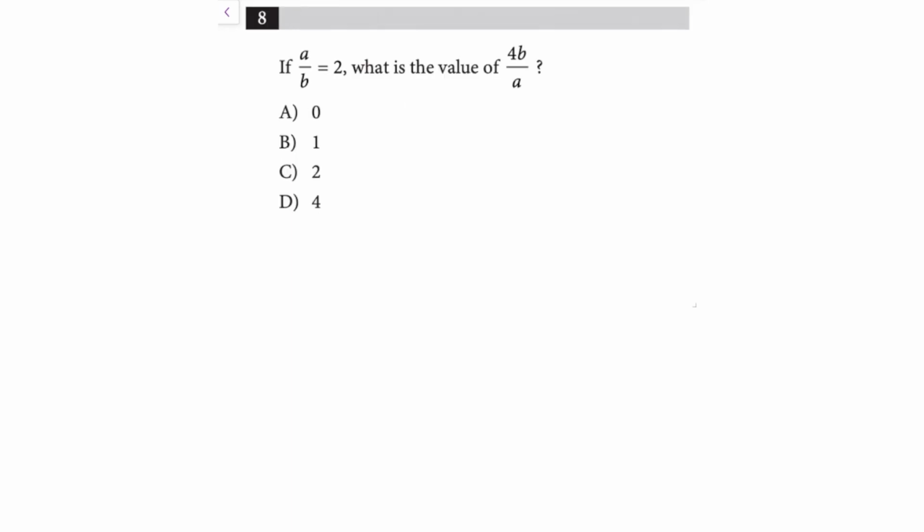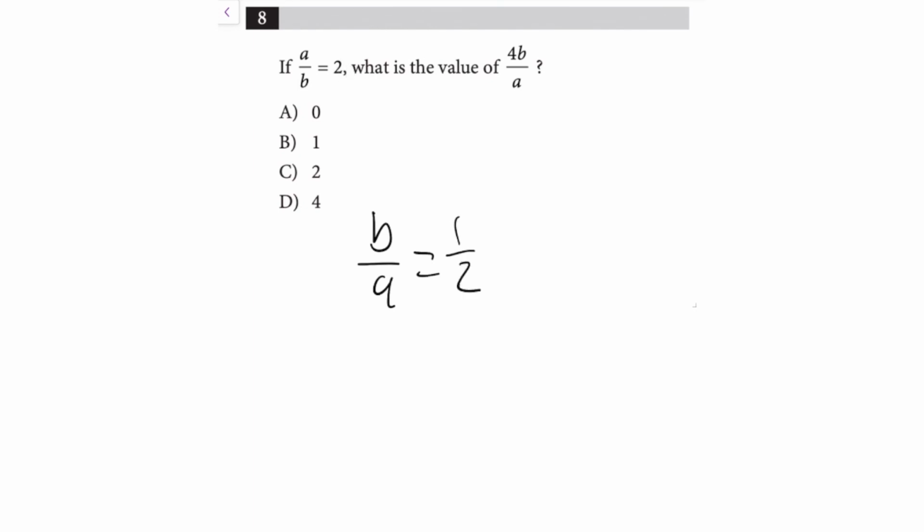Number 8, if A over B equals 2, what is the value of 4B over A? Well, I notice that I have a B over A here, which is the reciprocal of what's given to me, A over B. So if I take the reciprocal of both sides of this equation, I get B over A equals, so the reciprocal of the left side is going to equal the reciprocal of the right side. The reciprocal of 2 is 1 over 2.